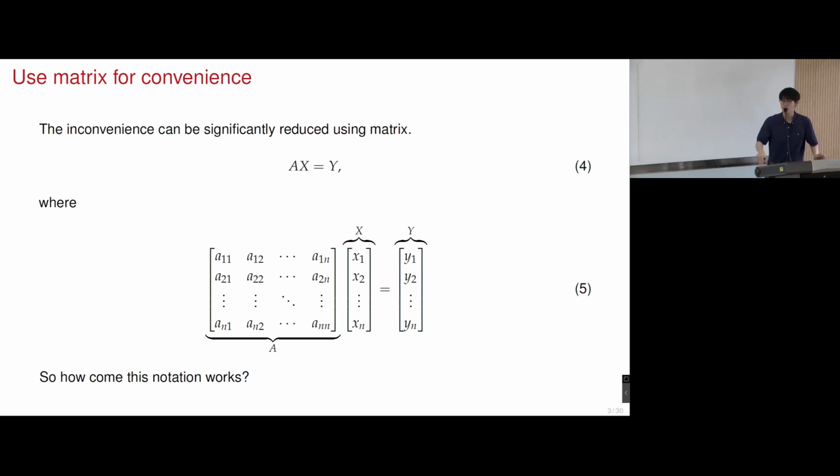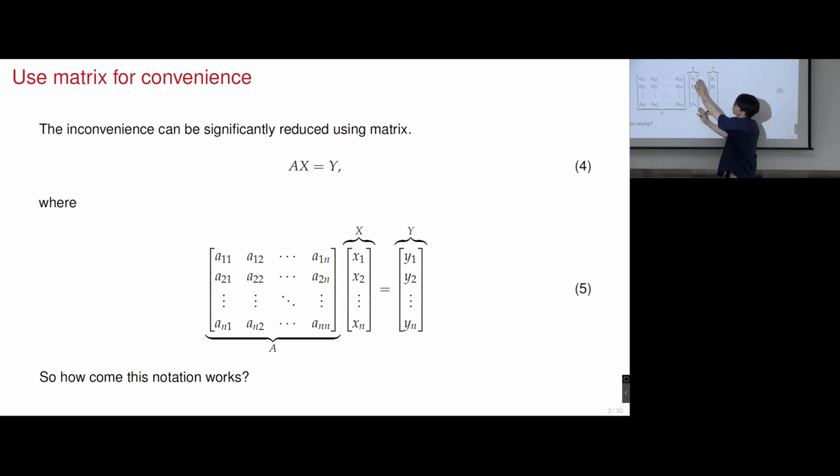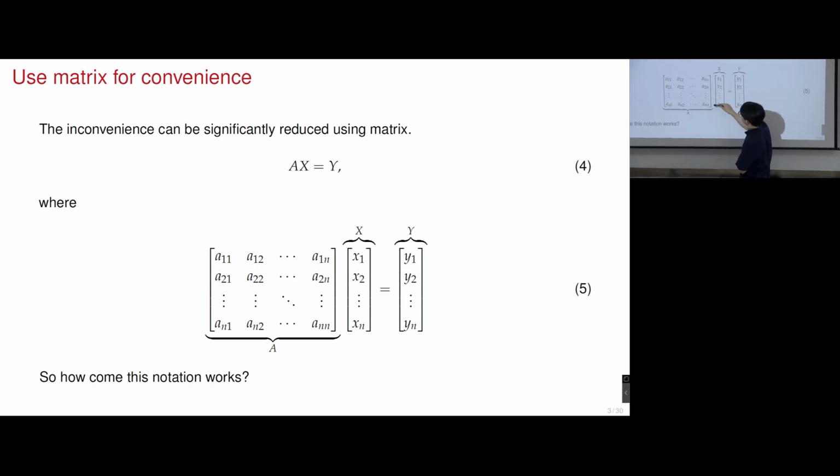You can see that if you make the x part horizontal and put it on top of A, and just multiply this part by x1, this part by x2, and so on, and this part by xn, you can see you get the former equations, right? So this is how it works.